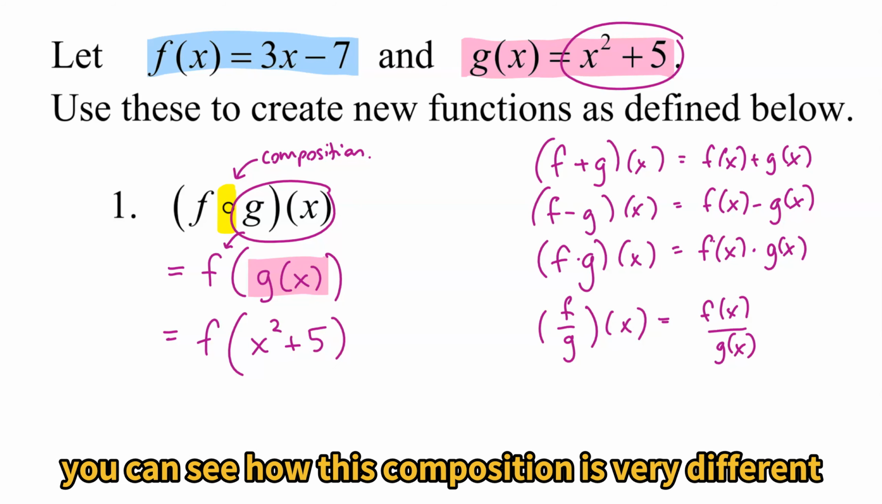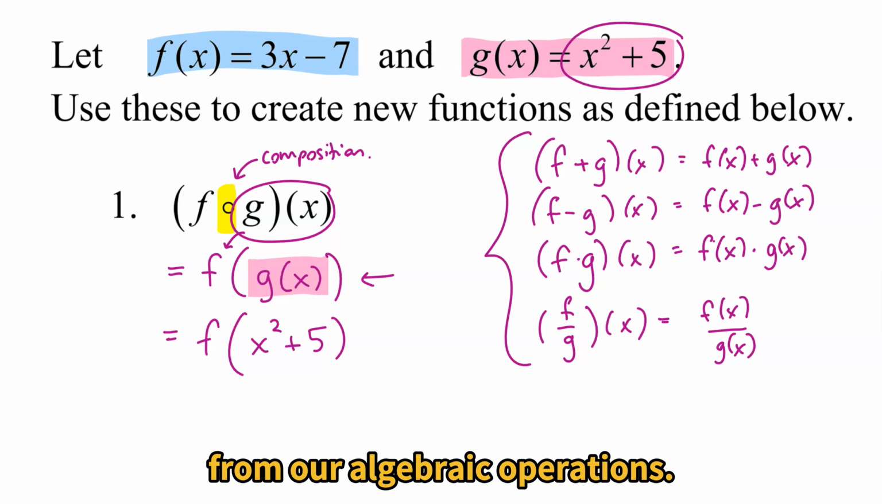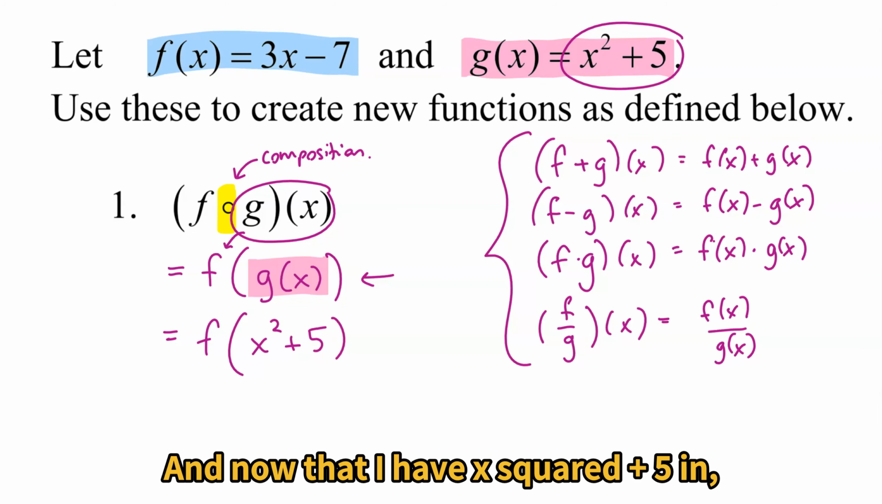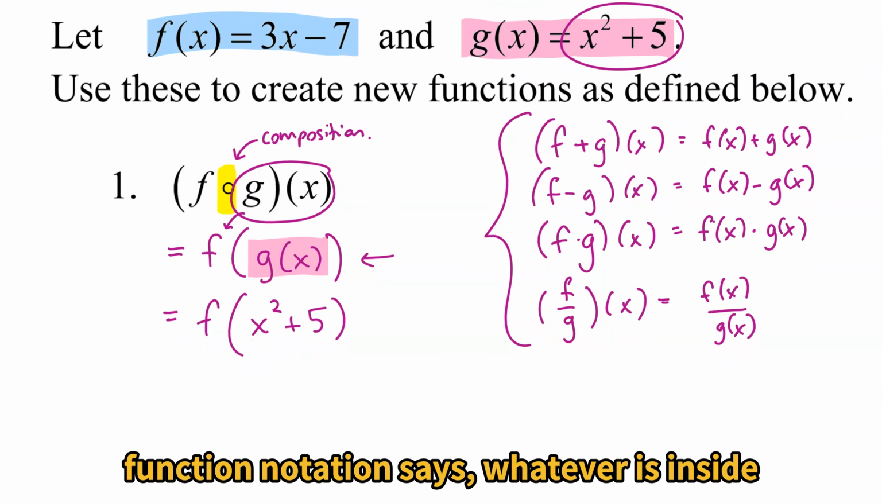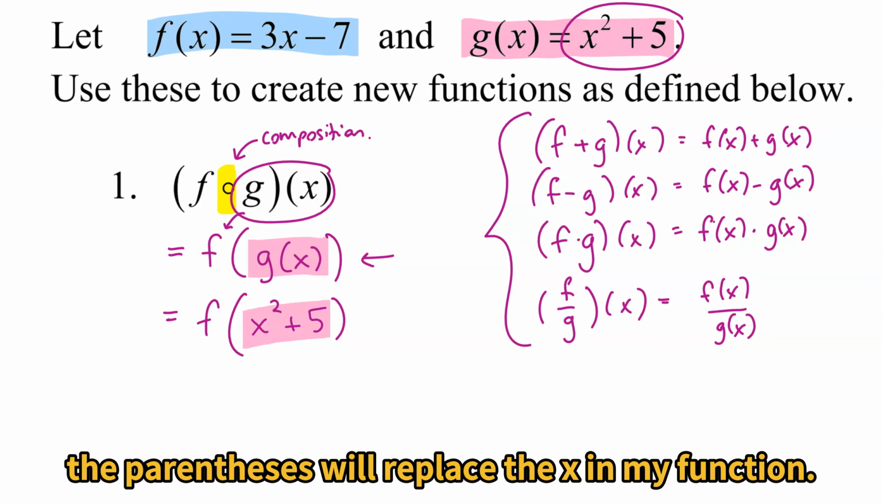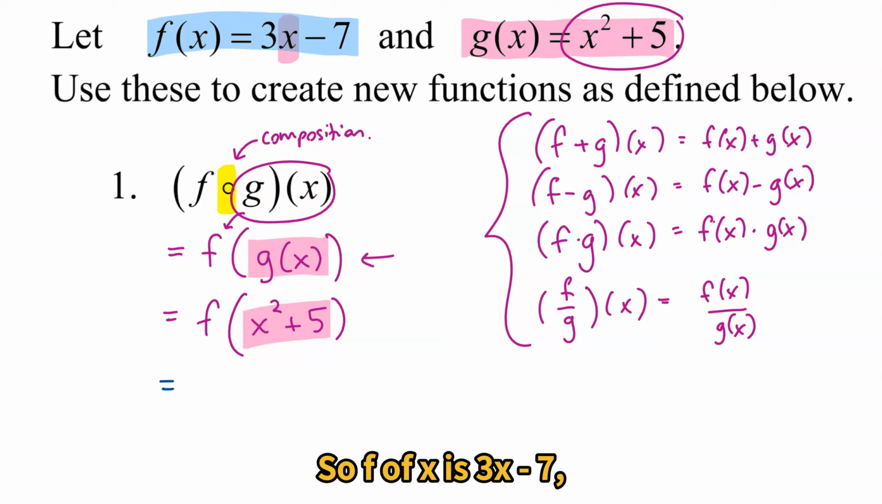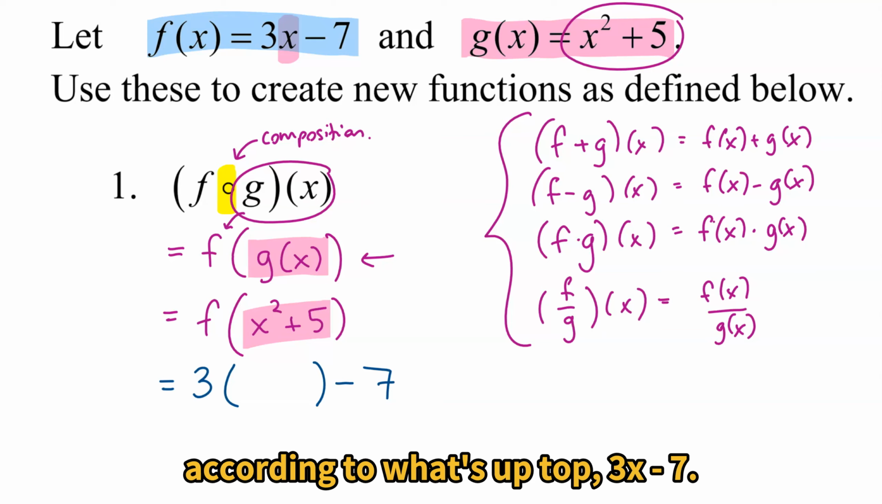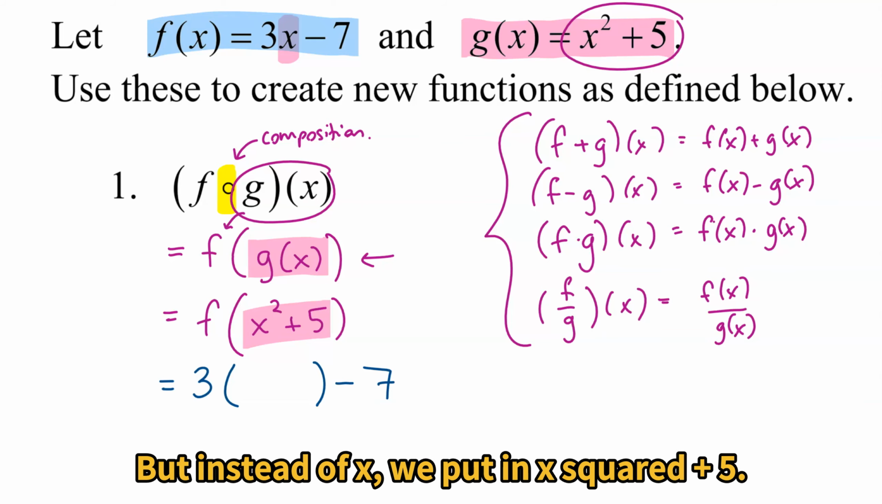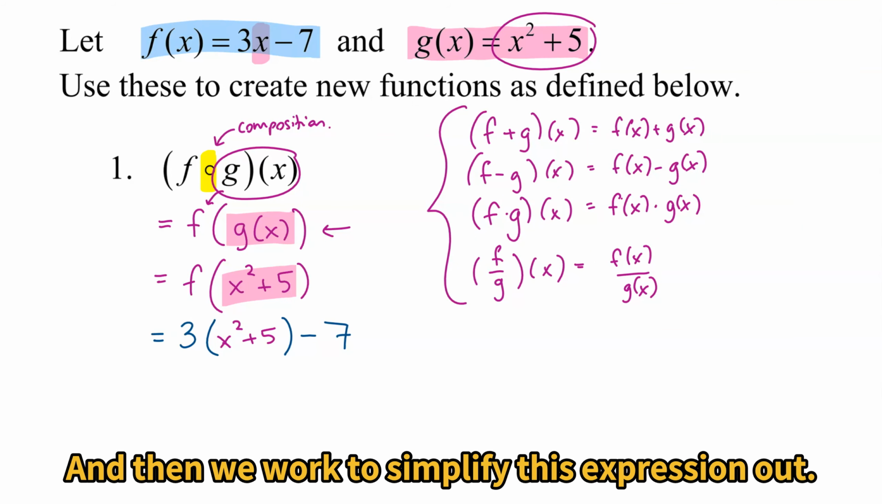And at this point you can see how this composition is very different from our algebraic operations. And now that I have x squared plus 5 in, function notation says whatever's inside the parentheses will replace the x in my function. So f of x is 3x minus 7, according to what's up top, 3x minus 7. But instead of x, we put in x squared plus 5. And then we work to simplify this expression out.